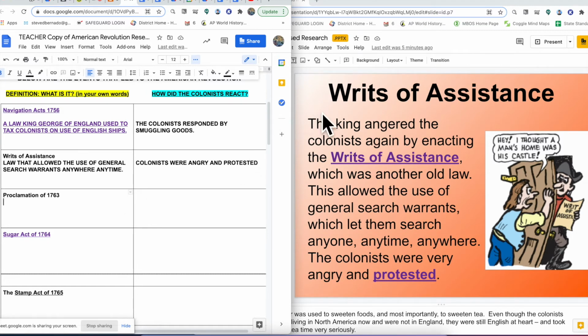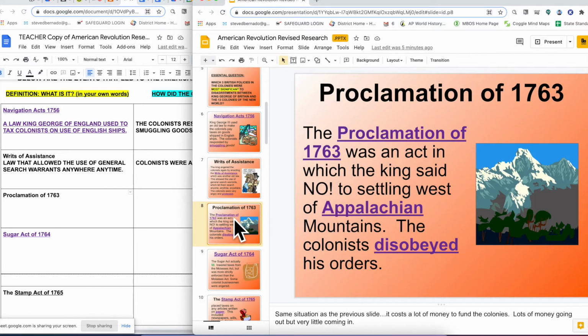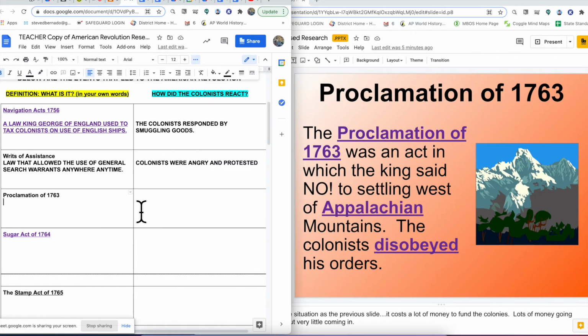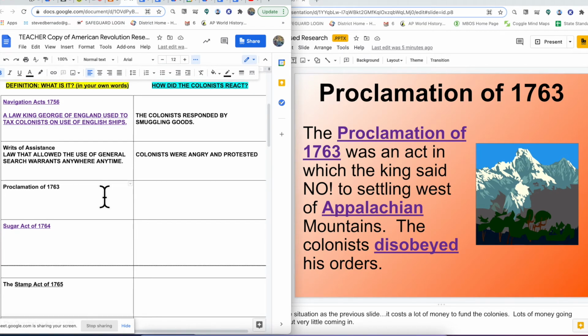Let's take a look at the next rule or law, the Proclamation of 1763. What's up with this? Let's take a look. The Proclamation of 1763 was an act in which the king said no to settling west of the Appalachian Mountains. The colonists disobeyed his orders.